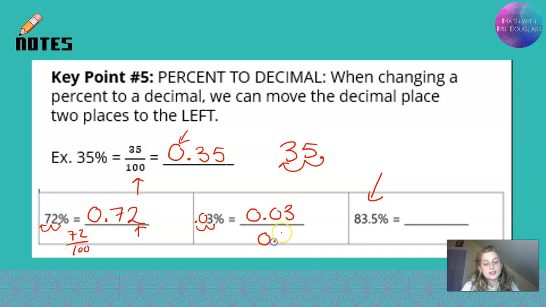If you write this, you are wrong, because that is really 0 and 30 hundredths. That would be 30%, not 3%. Last one, 1, 2 places, 0 and 835 thousandths. And that's okay because we had a part of a percent, a decimal amount. So you can have more than just 2 numbers after your decimal point, so long as they are following the appropriate 2 moves to the left.